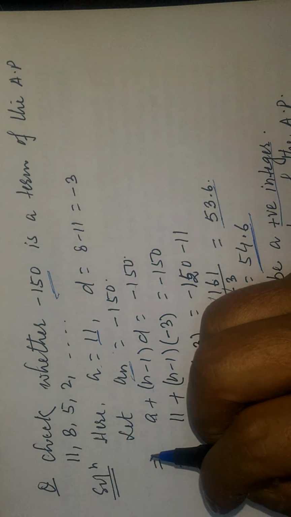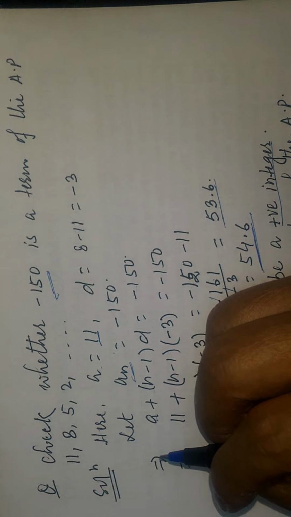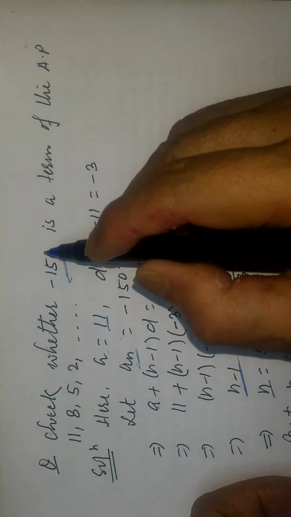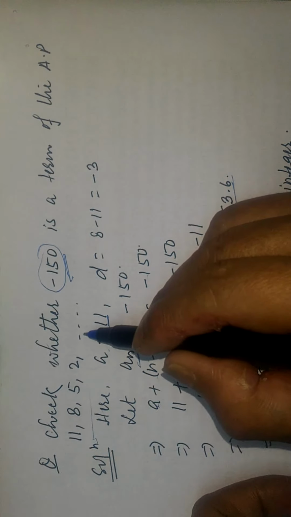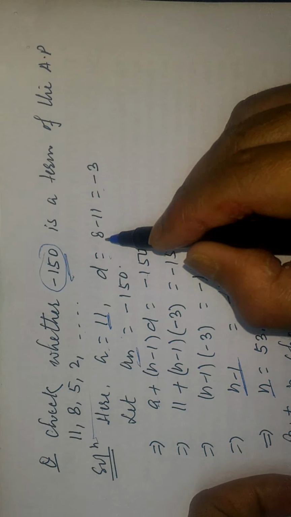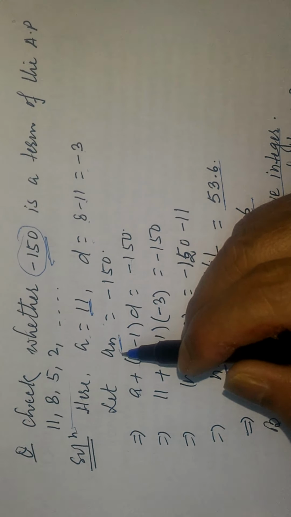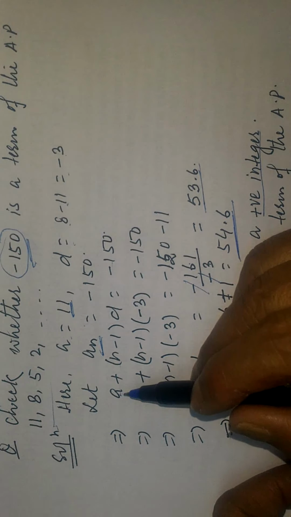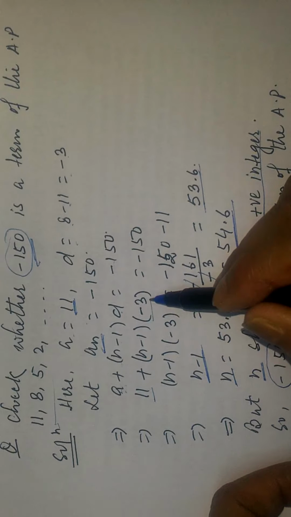Now let us take another question. Now we want to check whether in the given AP a particular number is a term or not. See with this question: check whether minus 150 is a term of this AP. AP is given, so we'll write the first term again. Common difference we'll find as second term minus first term, minus 3. Now on the same line we'll say let us assume that it is a term. The nth term is minus 150. Put the value of a plus (n minus 1) into d. Put the value of a and d.